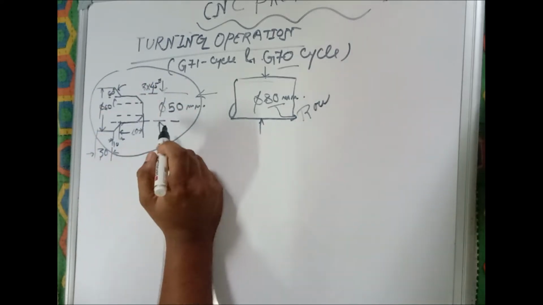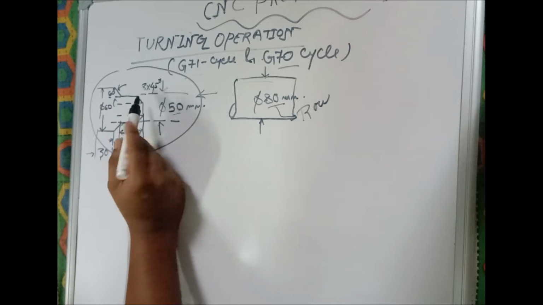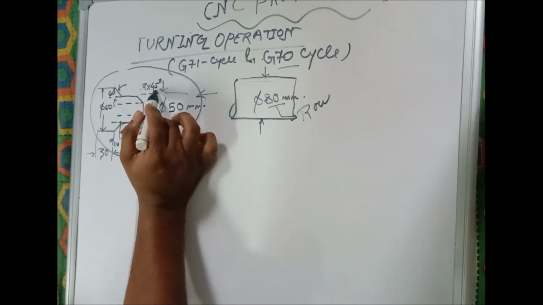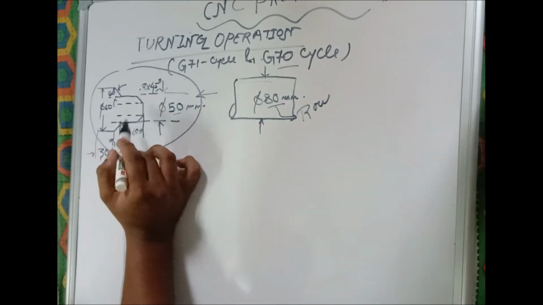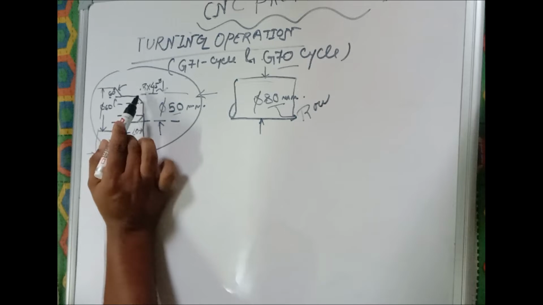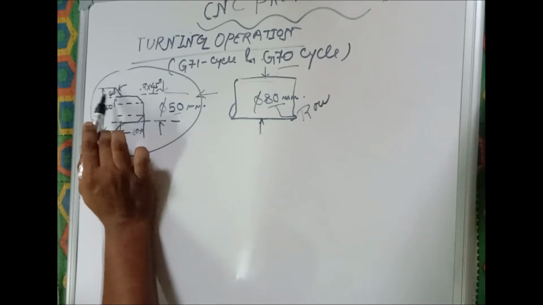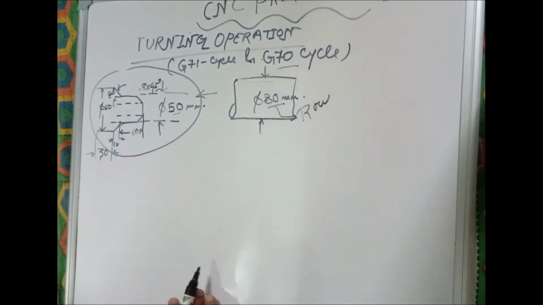So the drawing is very important. Minimum diameter is 50. Here is a chamfer, 0.8 with a 45 degree chamfer angle. After that there is a turning operation for 20. After that there is a 60 degree taper turning. After that the maximum diameter is 60. So let's start it.